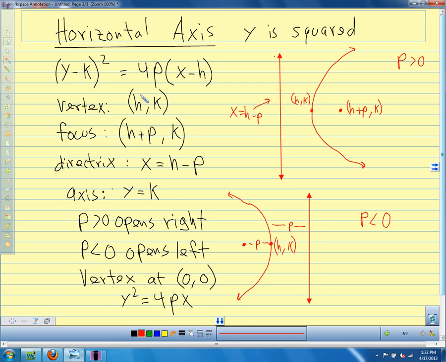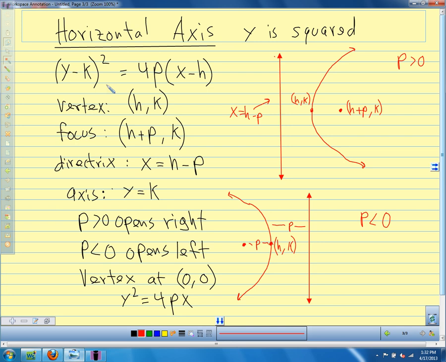What if p equals 0? If p equals 0, then we don't have a parabola. This whole side would be 0, and we just have y squared equals 0. If y squared is 0, then y has to be 0, so then we just have a point.